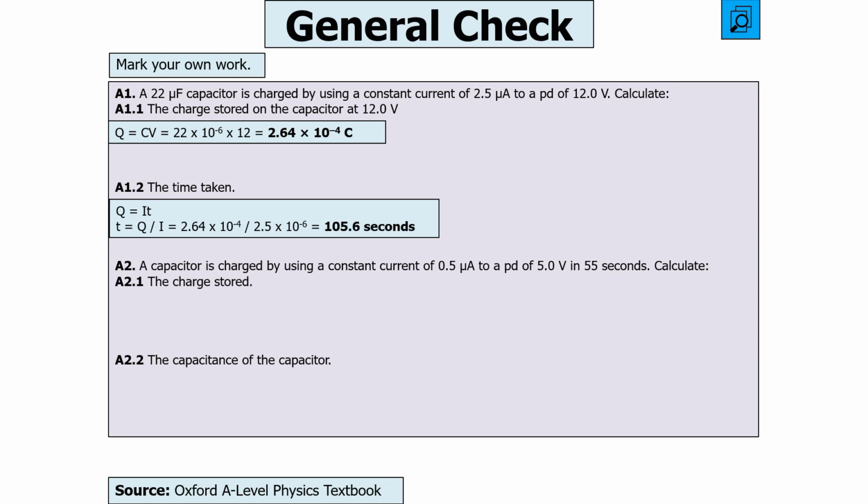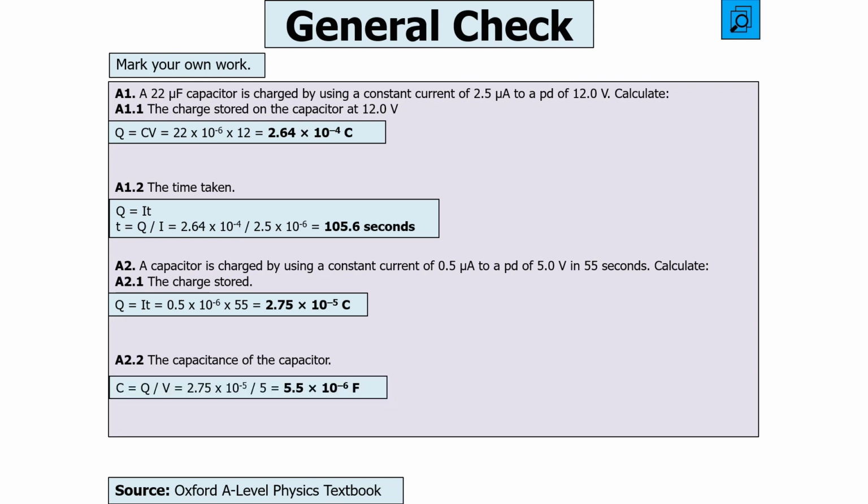In this second question, once again, Q equals IT. So we know I, because we can work it through, it's 0.5 times 10 to the minus 6, times by the time in seconds, 55, so you get 2.75 times 10 to the minus 5 coulombs. And then we can work out the capacitance by saying C equals Q over V. We worked out Q in our previous question. We know the value of V from the information given, it's 5, so you get 5.5 times 10 to the minus 6 farads.